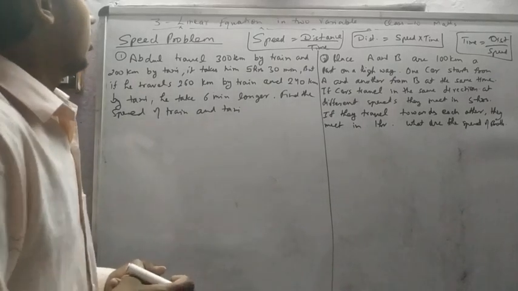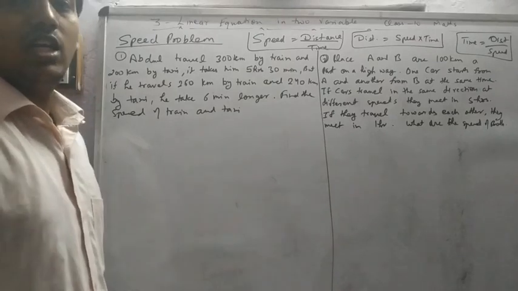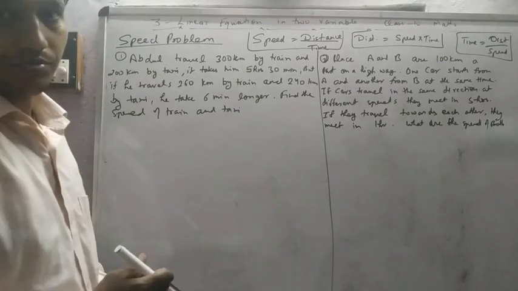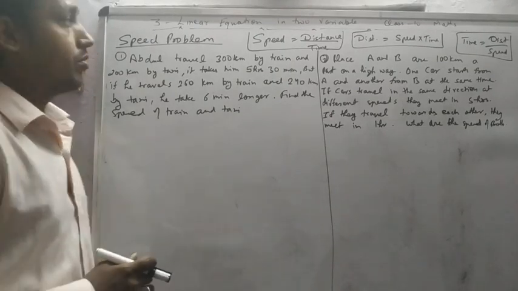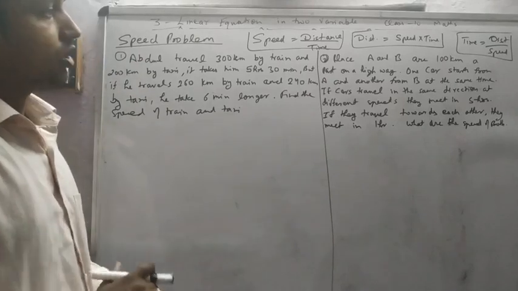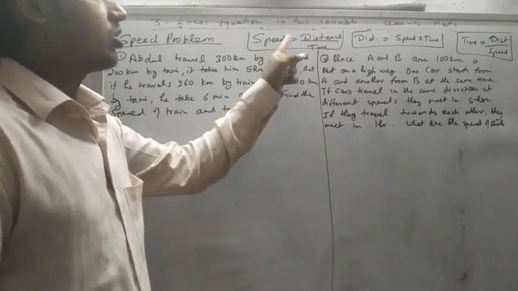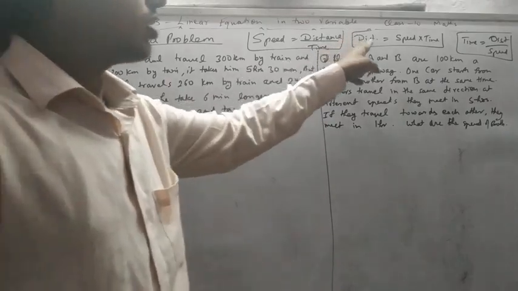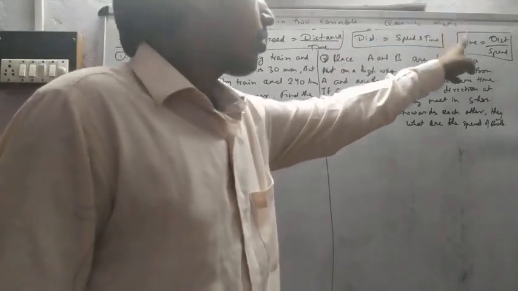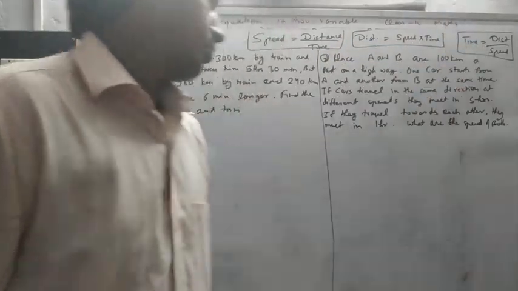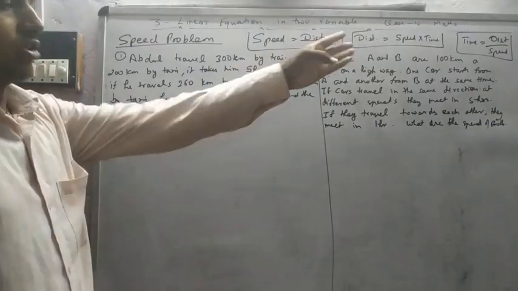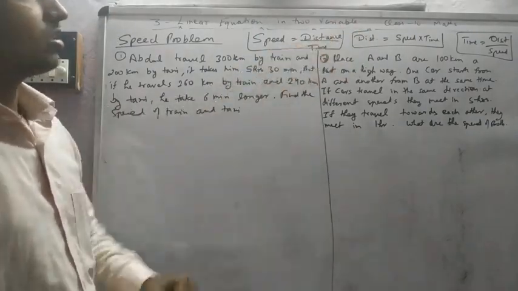Hello friends, today we will discuss the speed problem. What problem on the base of speed? You know the formula of speed is equal to distance upon time. Distance is equal to speed into time. Time is equal to distance upon speed. All three are the same formula, only the conversions.